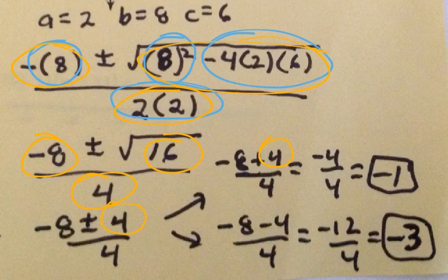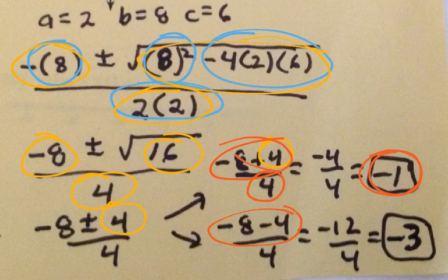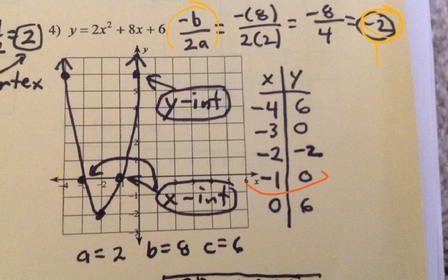And so all I did, follow the red, is I did negative 8 plus 4 divided by 4. That came out to be negative 1. I did negative 8 minus 4 divided by 4 and got negative 3. And those, again, guys, are exactly what we got in the table there and there as our zeros, right? So, see how everything fits together.